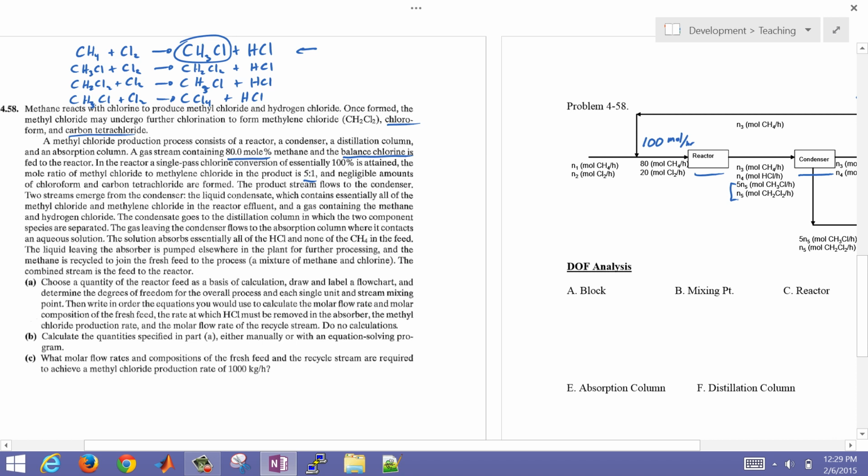Okay, so I just made a new variable N5. That's a molar flow rate of methylene chloride, and then the methyl chloride is going to be 5 times that. So here I have 5 N5 and then N5 for those two. Okay, and then we have product HCl, and then possibly some unreacted methane gas as well. Okay, so that gives us N3, N4, and N5 variables.